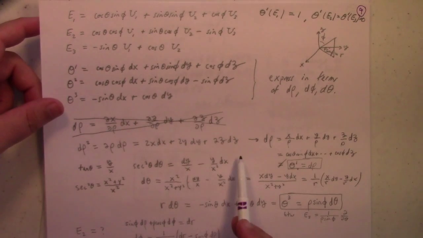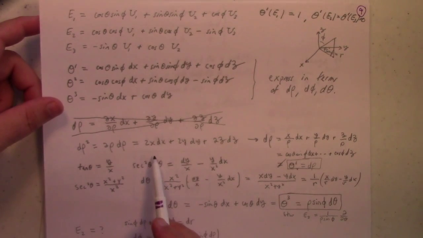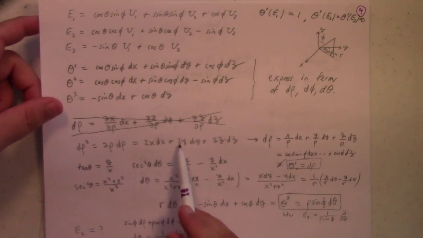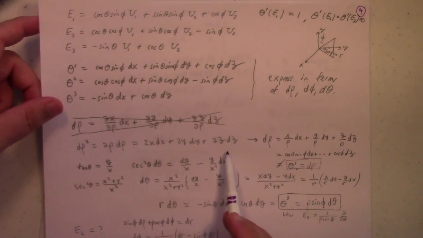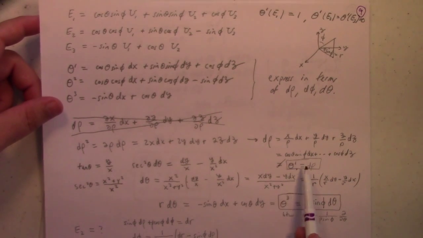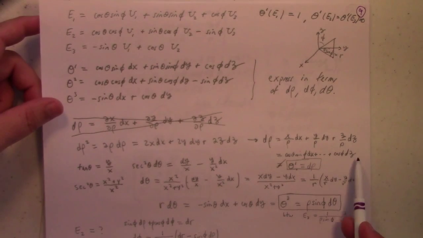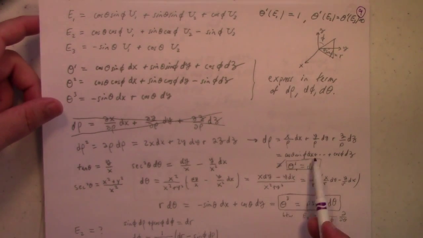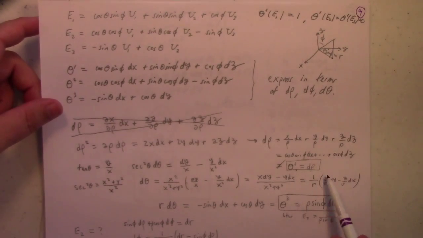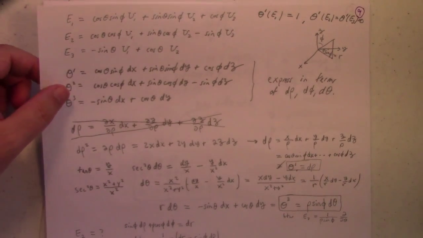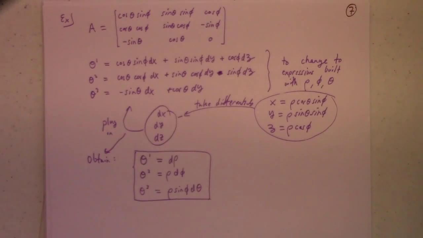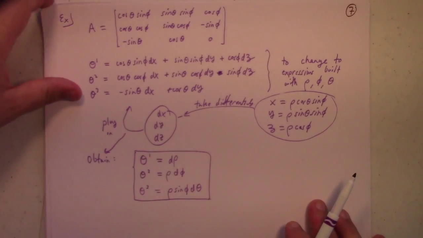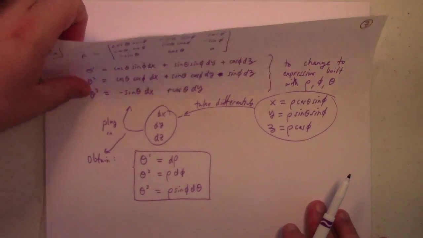So if I divide this by rho, I get d rho is x over rho dx plus y over rho dy plus z over rho dz. But that's exactly what we have in the spherical coframe calculation. That is theta 1. So sometimes you can do a shortcut like that. You may or may not be able to see it. Sometimes you have some kind of geometric intuition that helps you shortcut some of this nonsense.